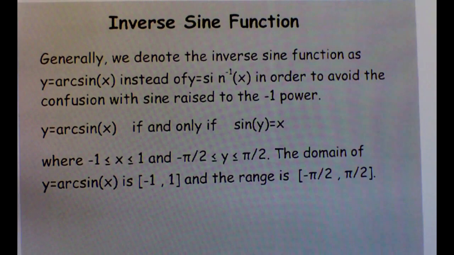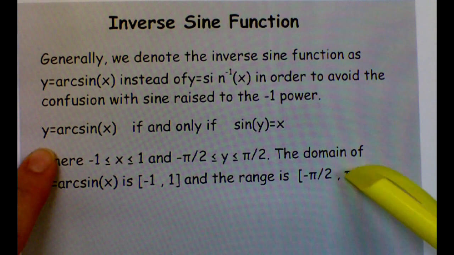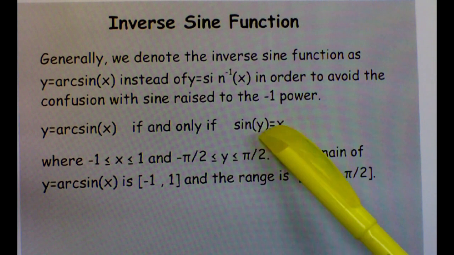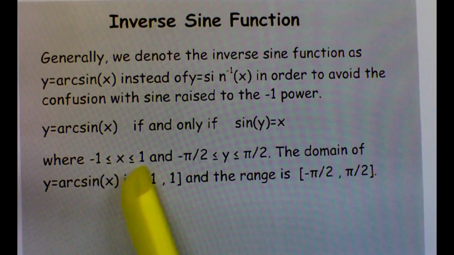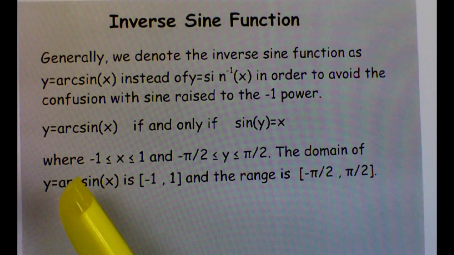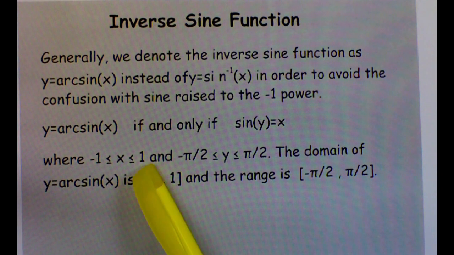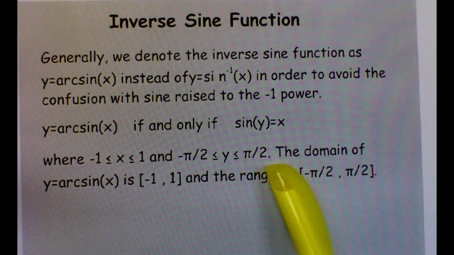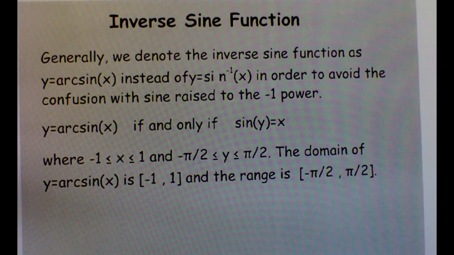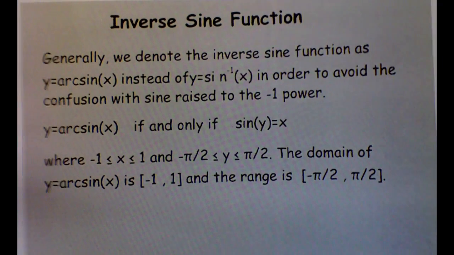So the inverse sine function. Generally, we denote the inverse sine function as y equals arc sine of x instead of sine inverse of x in order to avoid the confusion of a sine raised to a -1 power. So y equals arc sine of x if and only if the sine of y equals x. X has to be between -1 and 1. Arc sine can only work from -1 to 1. And our y value will be between -pi/2 to +pi/2. The domain of arc sine is -1 to 1. The range is -pi/2 to +pi/2.